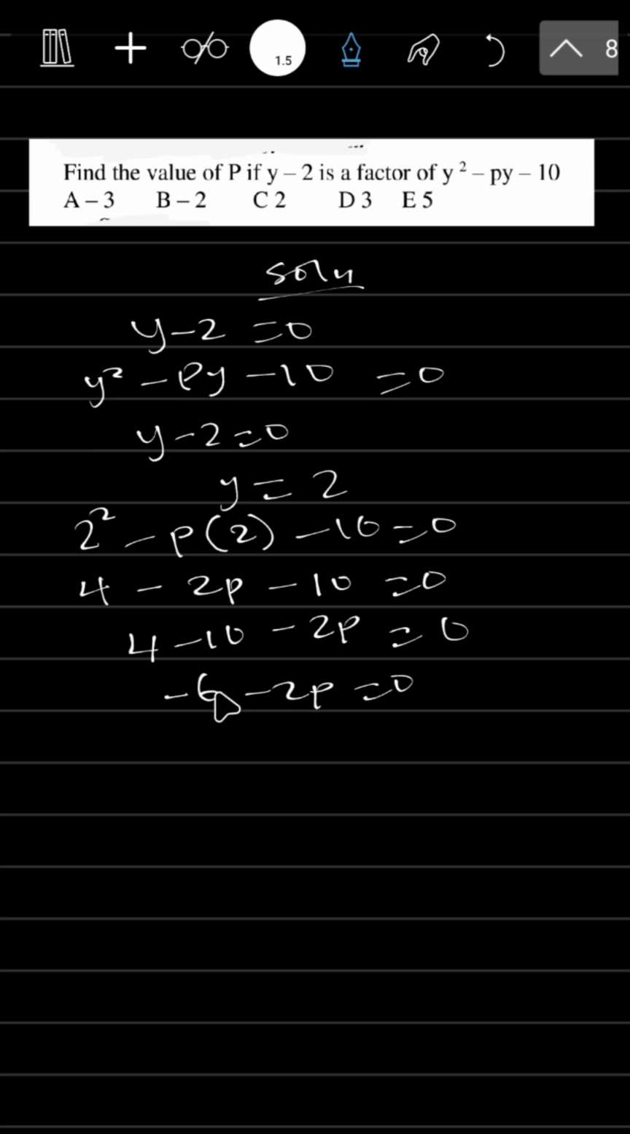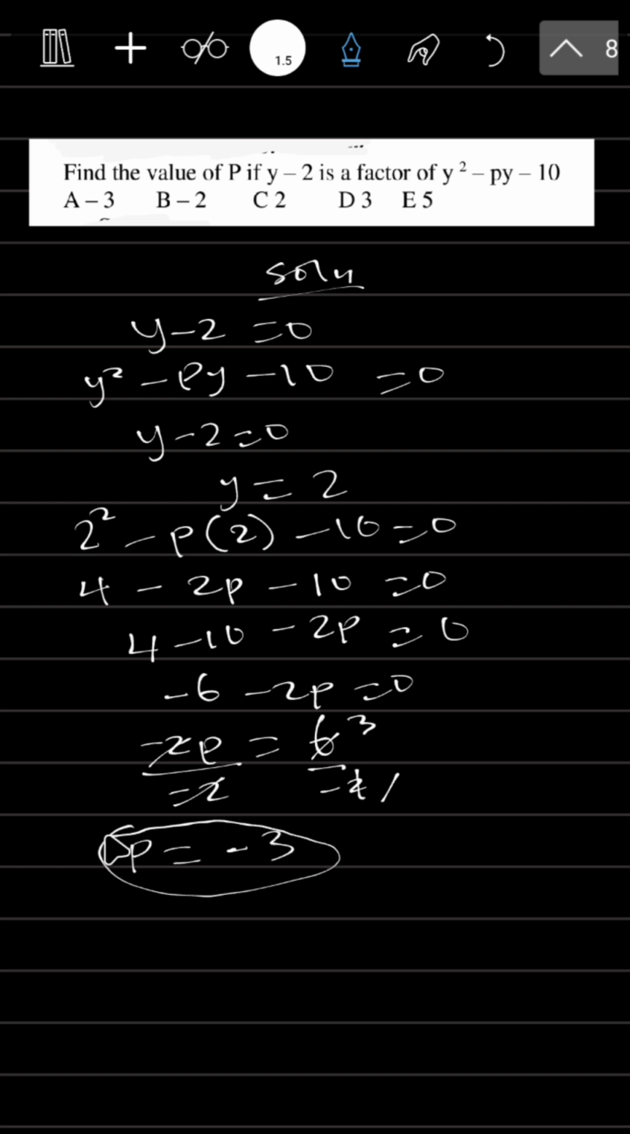Now to get the value of p, let's take this minus 6 to the other side. So we have minus 2p equal to, when minus 6 crosses the equal sign, it changes to plus, so we have 6. Now we divide both sides by the coefficient of p, which is minus 2. The minus 2 cancels the minus 2 here, so p equals 6 divided by minus 2, that is minus 3. So the value of p is equal to minus 3.